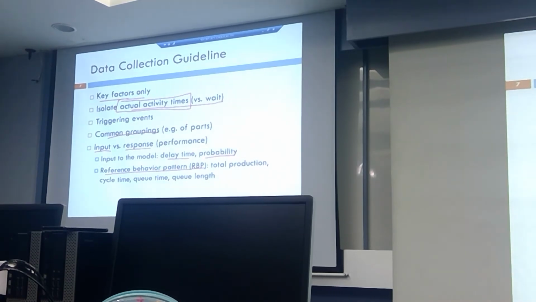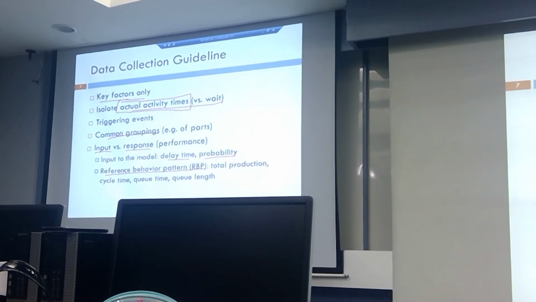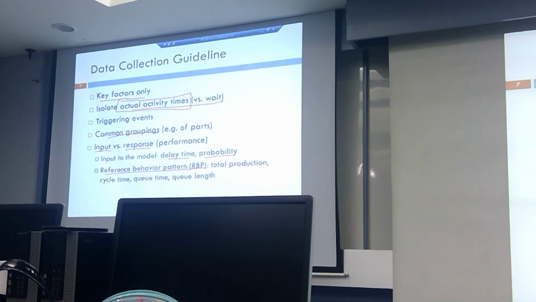For example, we're never going to say how many the total production that we have. The model will just give us that information. The cycle time, how long it takes to do something, the queue time, and the queue length. But why do we have to collect the response or the performance data? We collect that from the actual system so that we can compare the model results against it. That's called model validation, right?